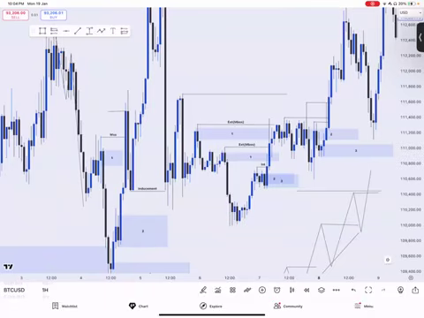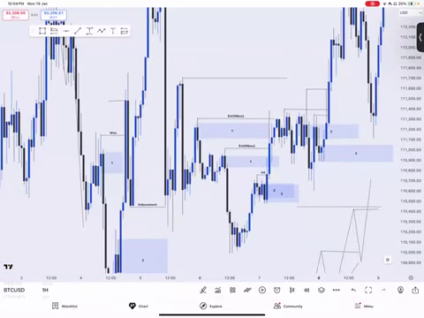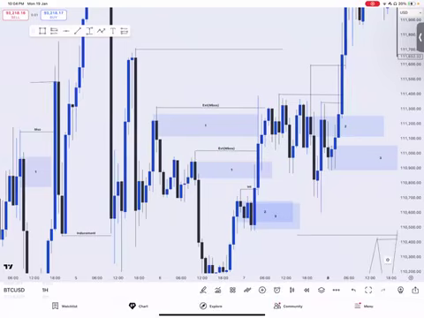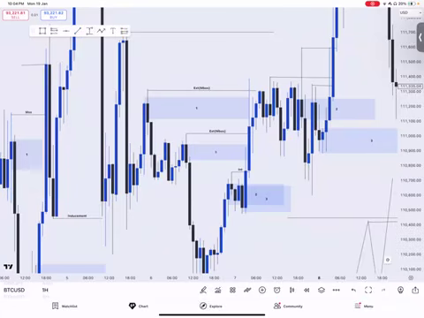Now the second rule, right? The inducement. So remember the inducement, you should only start looking for inducement after the MSS or after the multiple breakout structure. Now this is the multiple breakout structure, right? After that, it's time to look out for your inducement.